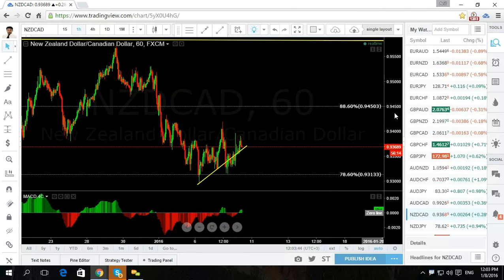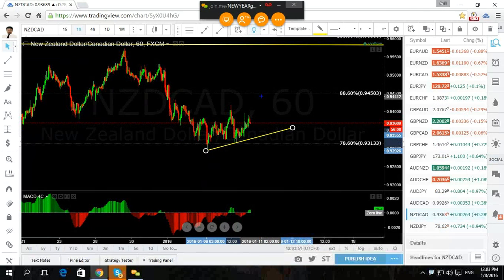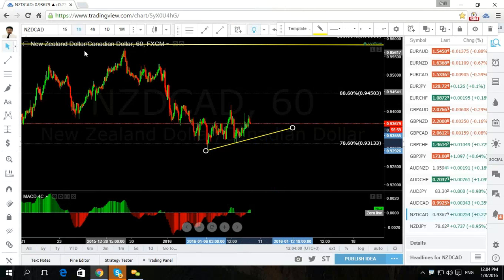New Zealand CAD, we're getting the correction, which is good for us. We got a move up, a move down. We're getting a move up here now. You can see how it's going up, very messy. And then when they break this here, this is your trade.